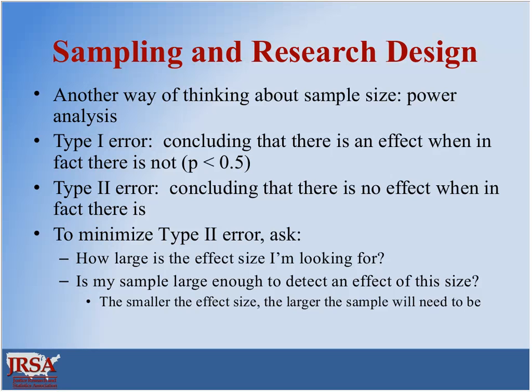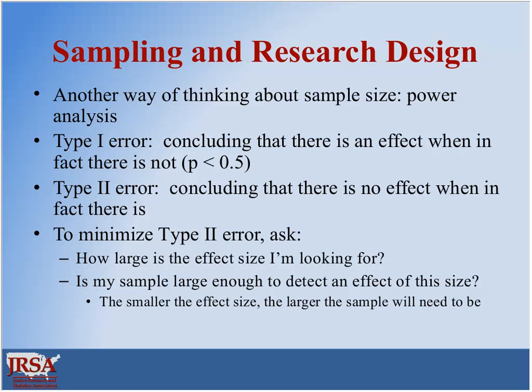Type 2 error, however, is sort of the converse of that. Type 2 error refers to the idea of concluding that there is no effect when in fact there is. So it's a different sort of problem. It's sort of like the file drawer problem. It's finding no significant difference between the groups, but in fact there was a significant difference.